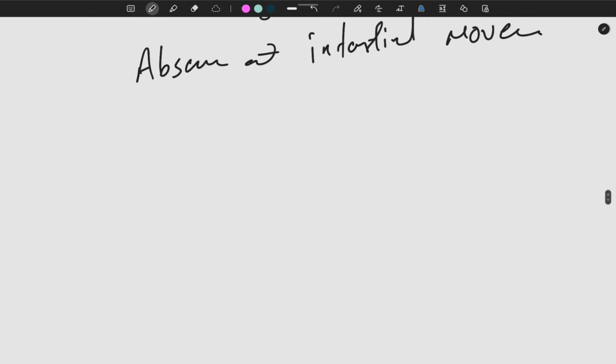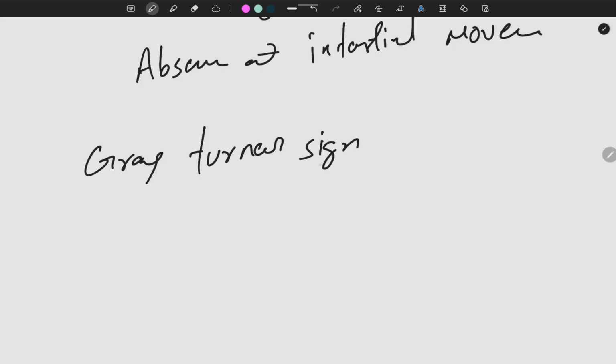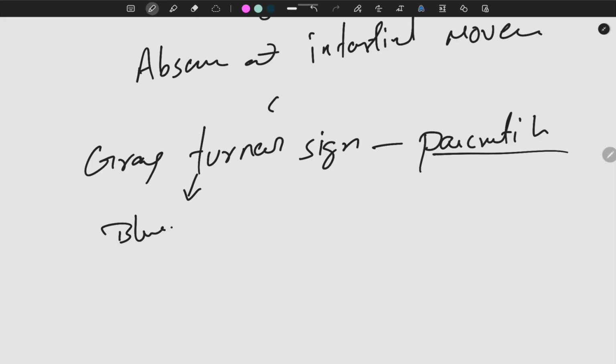So the next point is Grey-Turner sign. This sign we can see in pancreatitis. Like Cullen's sign, Grey-Turner sign we will see in pancreatitis. In the Grey-Turner sign, we can observe bluish discoloration over the side of the abdomen.